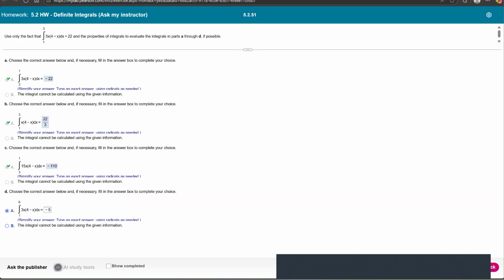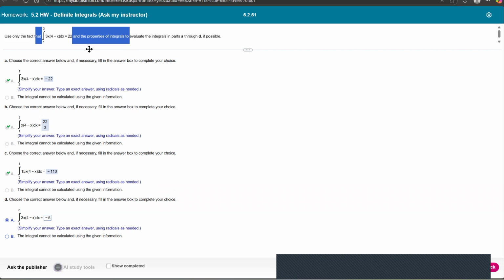Now, in this one, I totally understand this was counted as a wrong answer. It's actually correct. This integral from 1 to 6 of 3x times 4 minus x with respect to x would be negative 5. However, we're not supposed to be working the integral. We're only supposed to answer the question based upon the information given.